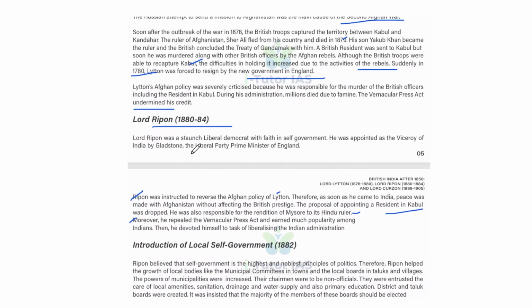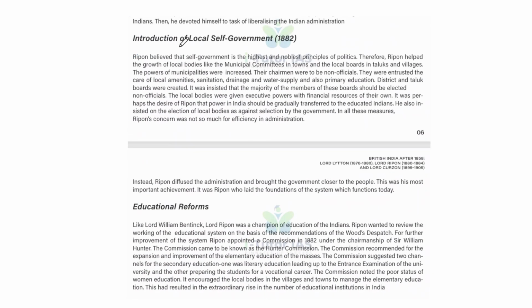Okay, so that is Lord Ripon. Introduction of local self-government, 1882. Ripon believed that self-government is the highest and noblest principle of politics. So therefore, Ripon helped the growth of local bodies like the municipal committees in towns and the local boards in taluks and villages. The powers of municipalities were increased.